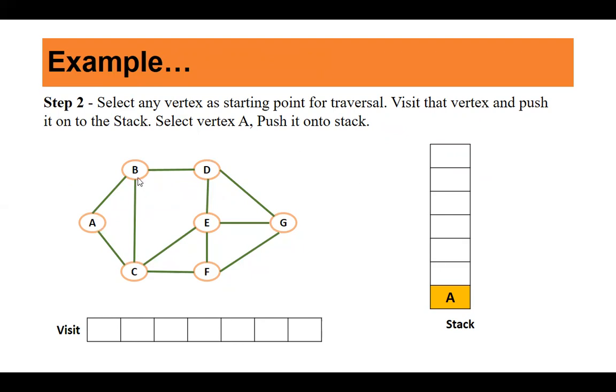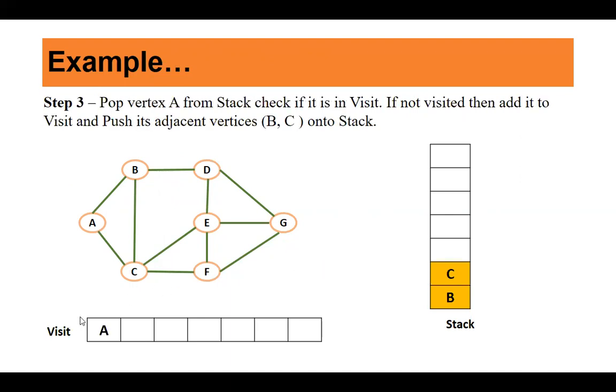Now, what are the adjacent vertices of A? The adjacent vertices of A are B and C, right? So we pop out A, add it to the visit, and push in its adjacent vertices B and C onto the stack. So B is pushed and then C is pushed onto the stack. Fine. Now next, pop out C, check if it is in visit. It is not in visit, so we pop out C, add it to visit, and then insert the adjacent vertices of C onto the stack.